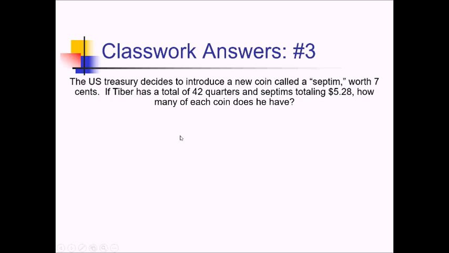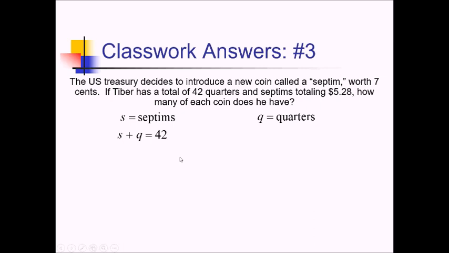All right, so let's represent each of these quantities that we're solving for with a variable. We'll say that the number of septums will be represented by S, and then we'll use Q for the number of quarters. So they told us we had 42 quarters and septums, so that's combined there. So we can say the number of septums, S, plus the number of quarters, Q, should add up to 42.